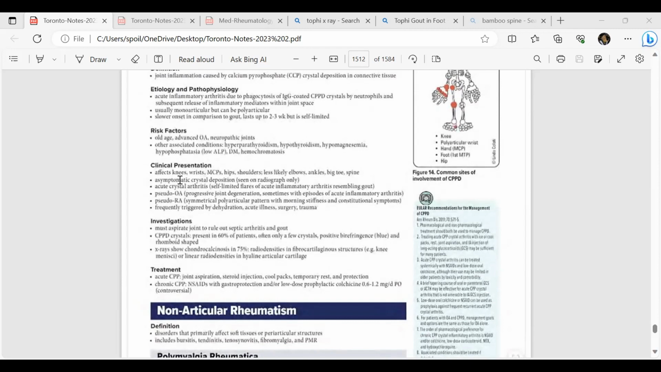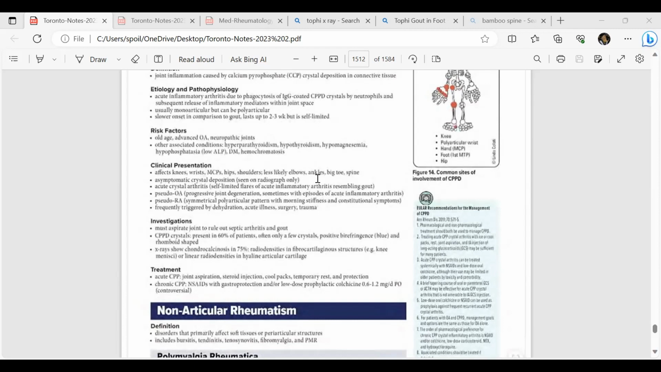Clinical presentation: it usually affects the knee, wrist, metacarpophalangeal joints, hips, and shoulder, and is less likely to affect the elbow, ankles, big toe, and spine. The presentations are asymptomatic crystal deposition; acute crystal arthritis, self-limited flares of acute inflammatory arthritis; and pseudo-osteoarthritis, progressive joint degeneration sometimes with episodes of acute inflammatory arthritis. This is the clinical presentation.